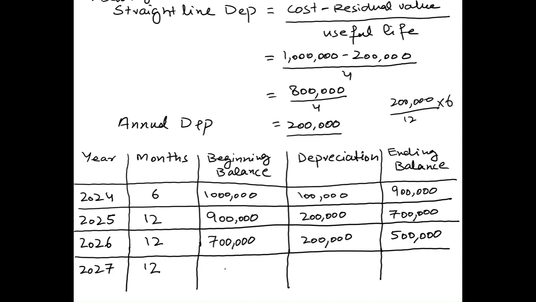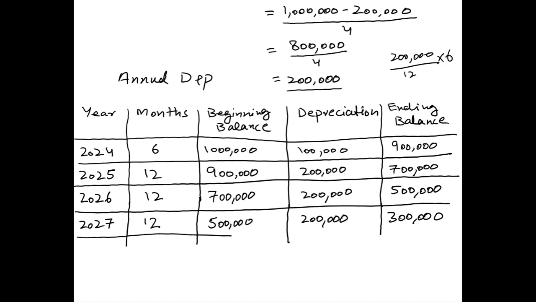So 2027, full 12 months. Again, the opening balance is 500K. The depreciation will be, again, full depreciation. And then the ending balance is $300,000.